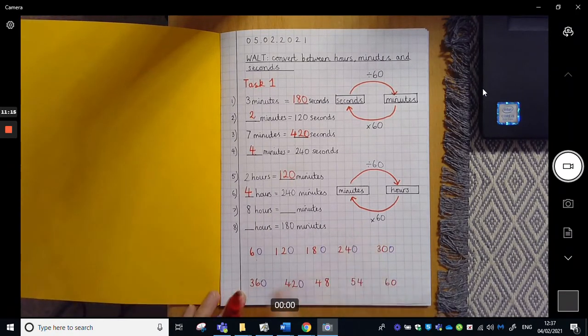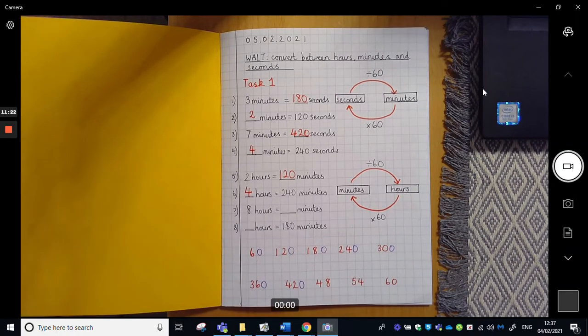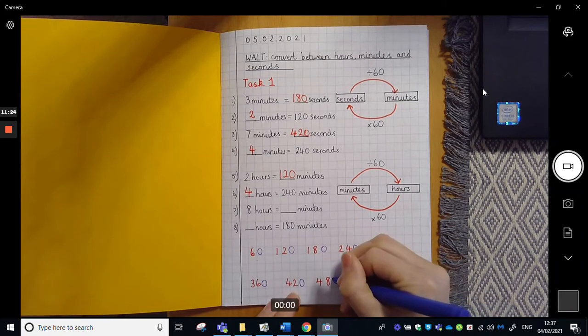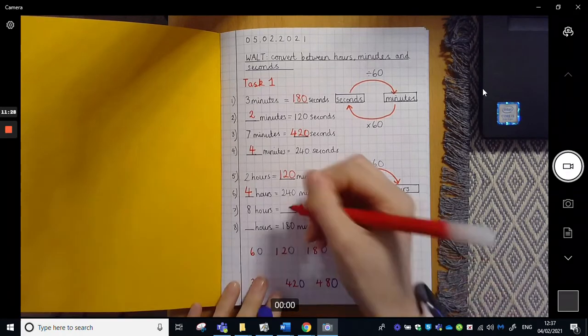So I can use my times tables to help me again. 1, 2, 3, 4, 5, 6, 7, 8. So 8 times 6 is 48. So 60 times 8 is 480 minutes.